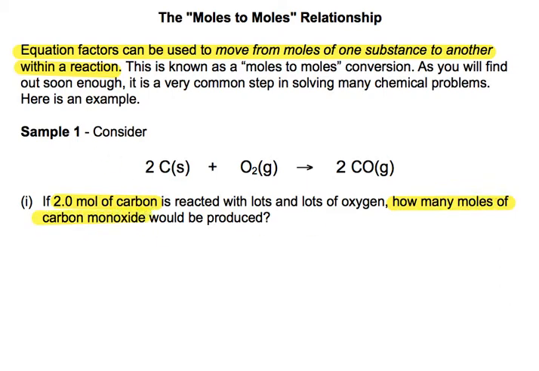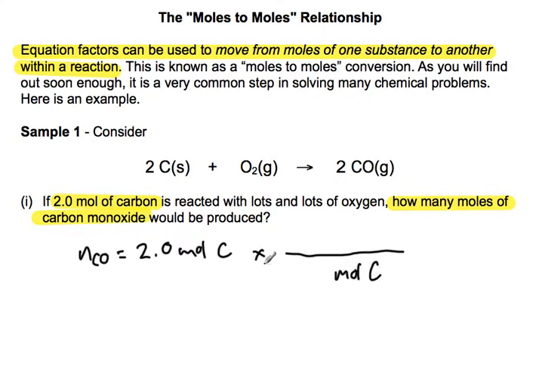So we're looking for an amount of carbon monoxide. So number of moles carbon monoxide equals, well, we start with 2.0 moles of carbon. And we're going to multiply by an equation factor. Now that factor, like we've always dealt with factors, is going to be a fraction. I want to get rid of my moles of carbon, so I'm going to put moles of carbon on the bottom, and I want to be left with moles of carbon monoxide. So there it is on the top.